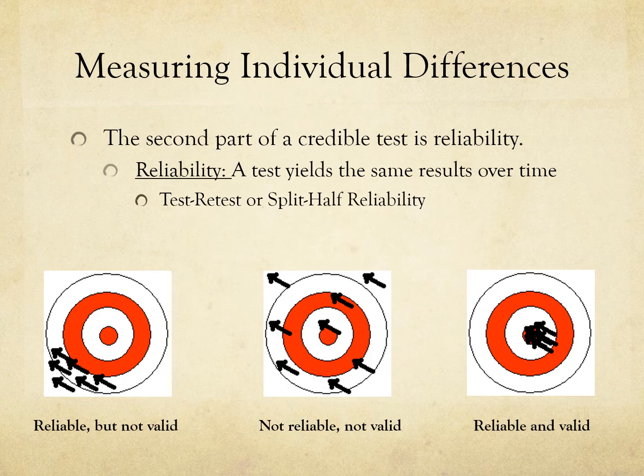So measuring individual differences. The second part of a credible test is reliability. I said you always want to make sure it's valid and reliable. Reliability means a test yields the same results over time. What makes it reliable is consistency. Maybe you get lucky one time, not lucky another time, or every year you're getting consistent results. Think about the SAT or ACT, things like that.